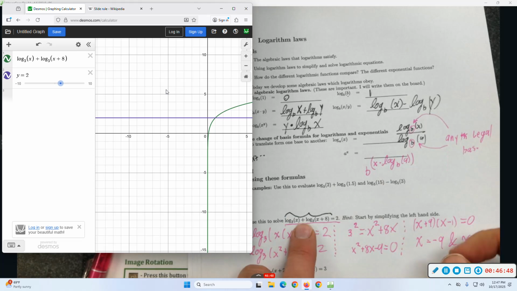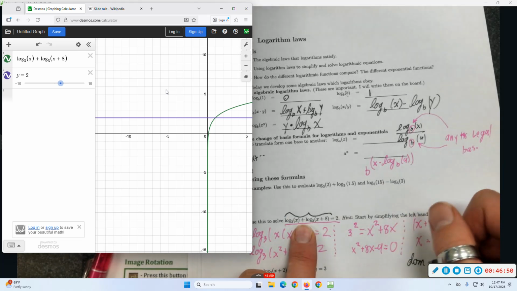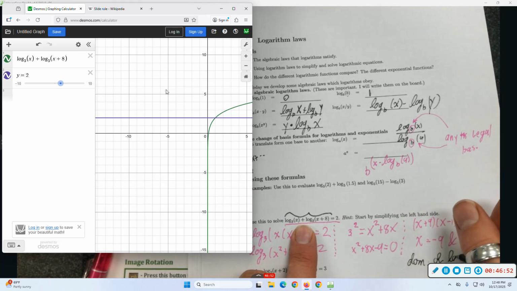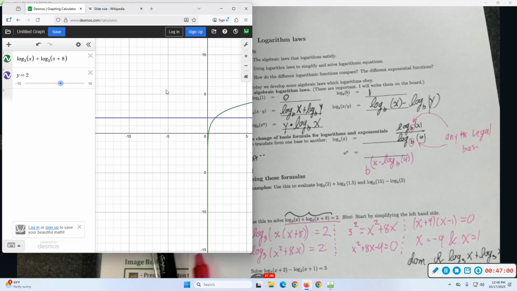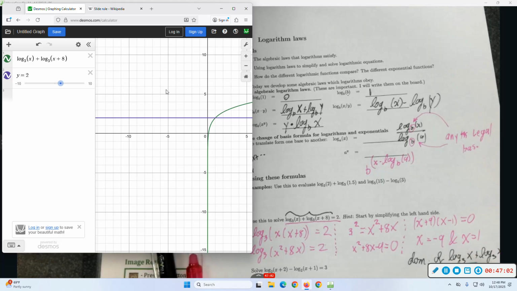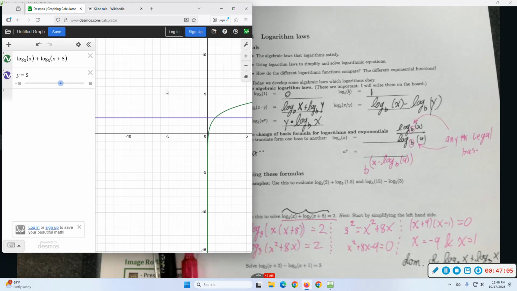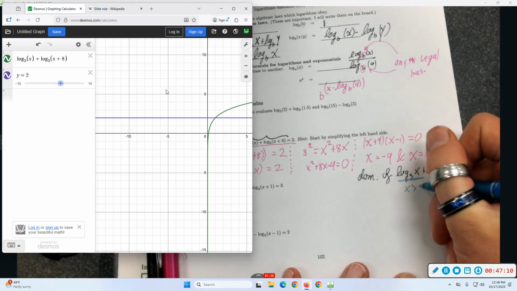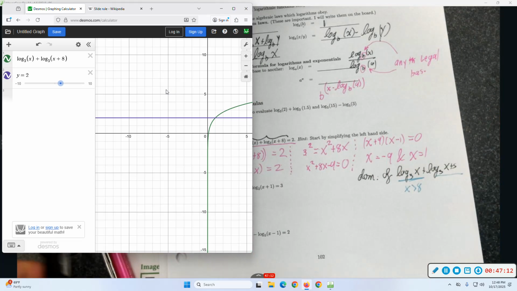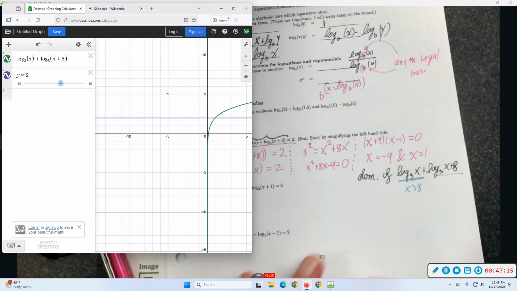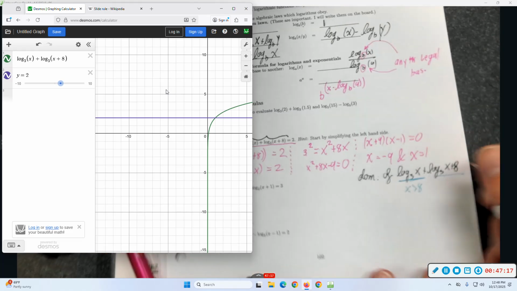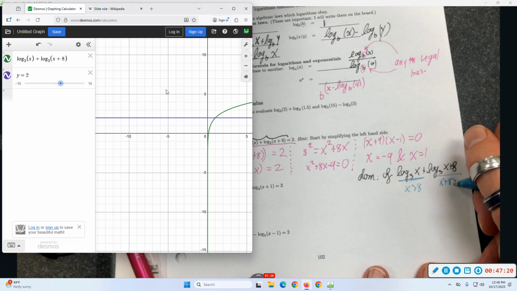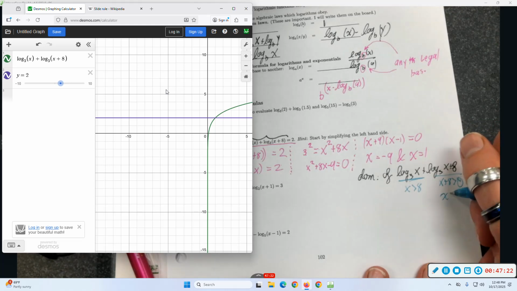Let's compute the domain of this function. Domain of log base 3 of x plus log base 3 of x plus 8. Well, I see a thing inside of a log right there. So what can you tell me that x has to be? Greater than 0. I also see log base 3 of x plus 8. So what inequality does that tell you? x plus 8 greater than 0. Cool. And that one we can solve. x is bigger than negative 8.